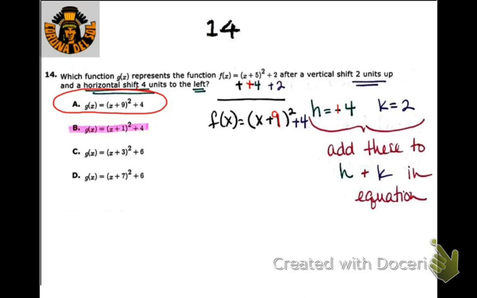Okay, same thing on this one. It was a little correction. So it's 4 units to the left, so we have to add 4 when it's in the parentheses like that. So then it would be x plus 9 quantity squared plus 4. So A is a good answer instead of B.